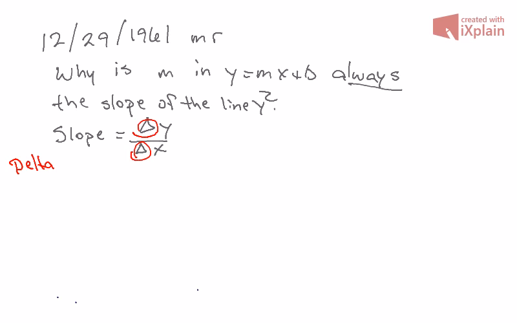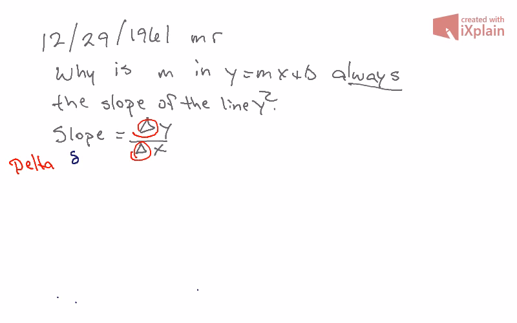The uppercase delta means a large change, and the lowercase delta, which looks like that, means a very, very, very small change, a change so small that it approaches zero. That's for a later date, that's for calculus.